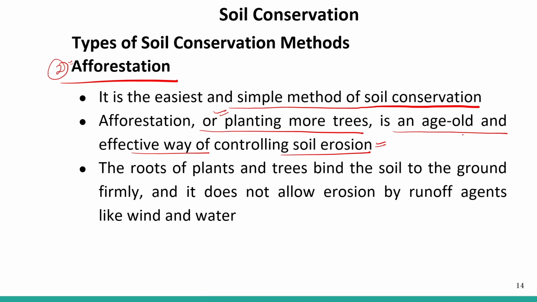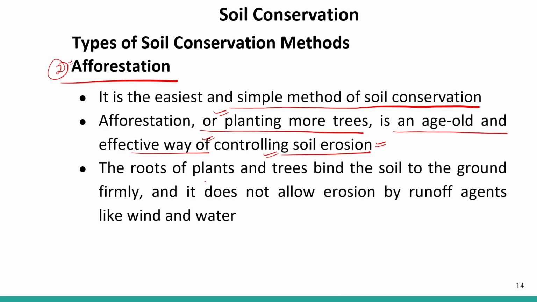So it is an age-old and effective way. This is a practice that has been followed for a long time, right? But believe me, this is the most effective way of controlling soil erosion. Because if we have a lot of plants, a lot of vegetation at the top level of the soil, it will hold the soil particles tightly and not allow the soil particles to get eroded, either with the help of wind or water splashes.